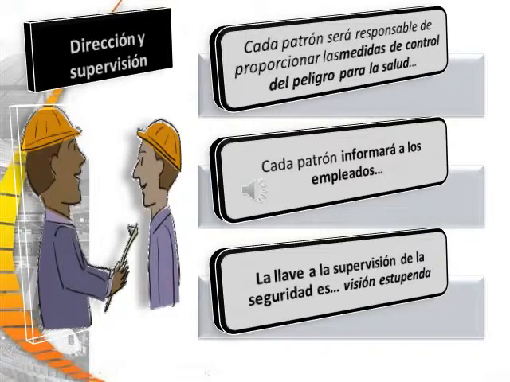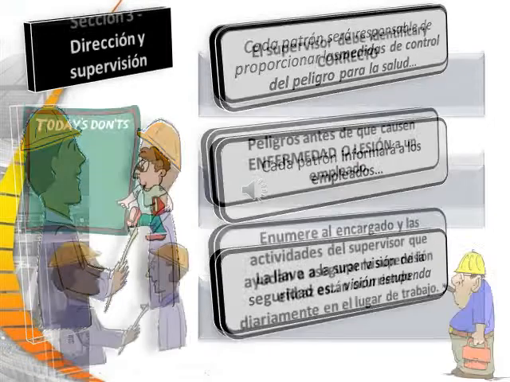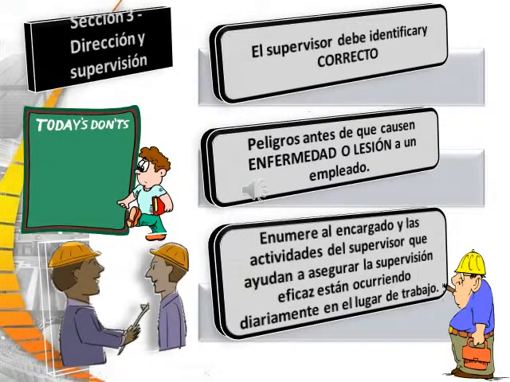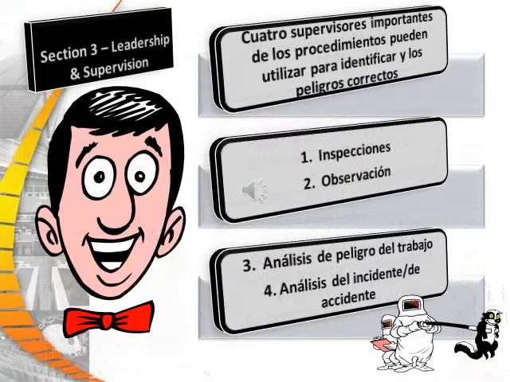Every employer shall be responsible for providing a healthy environment and health hazard control measures. Every employer shall inform employees, and the key to safety supervision is supervision. Every supervisor must identify and correct hazards before they cause illness or injury to an employee. Managers' and supervisors' activities should be listed to help ensure that effective supervision is occurring daily in the workplace. Four important procedures supervisors can use to identify and correct hazards are inspections, observation, job hazard analysis, and incident-accident analysis.